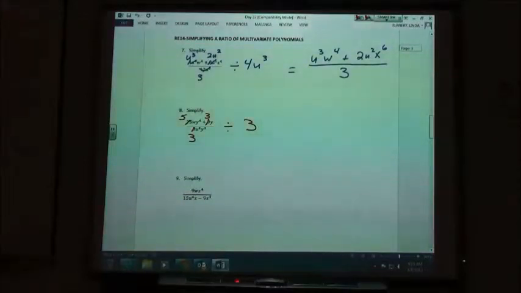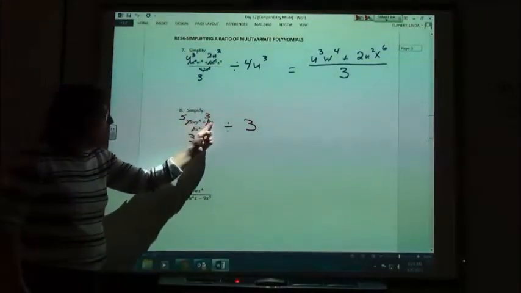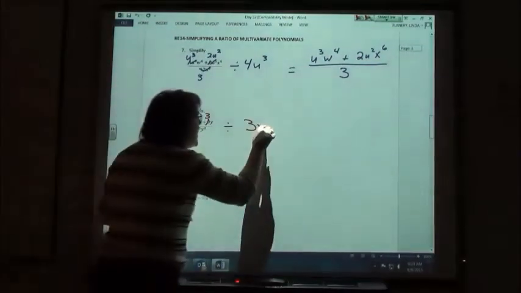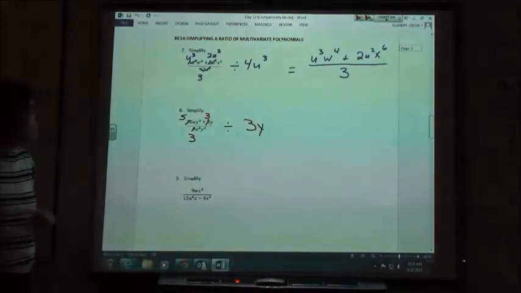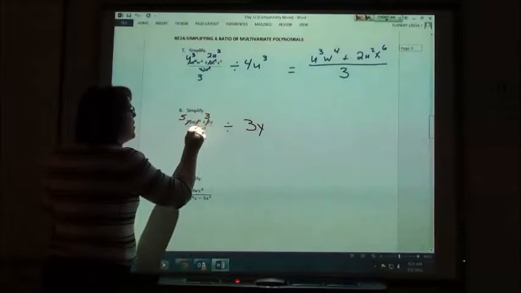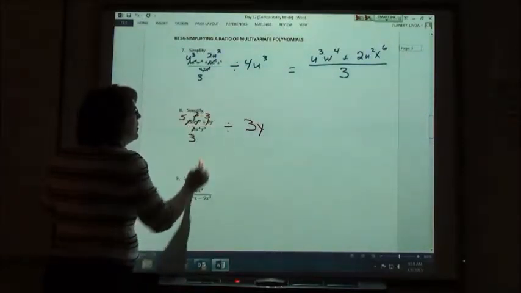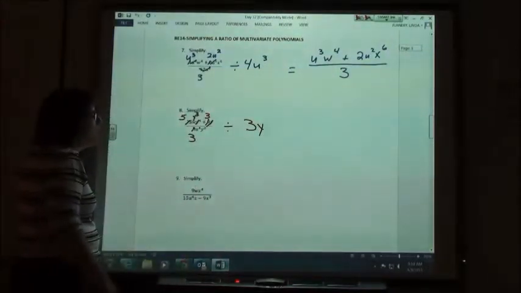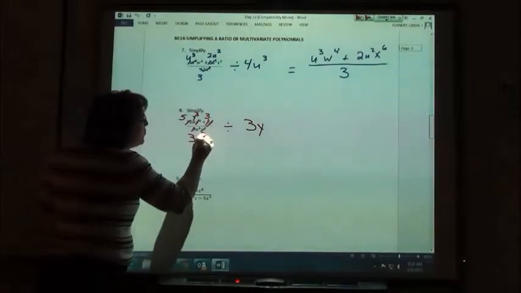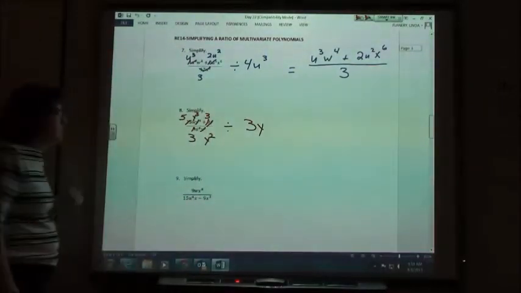It's just the y. So if I have 4 here, 1 here, and 3 here, I can only take 1 out of each term. So 4 minus 1 would give me y to the 3rd. 1 minus 1, that's going to cancel that y out of there. 3 minus 1 is going to give me y to the 2nd.